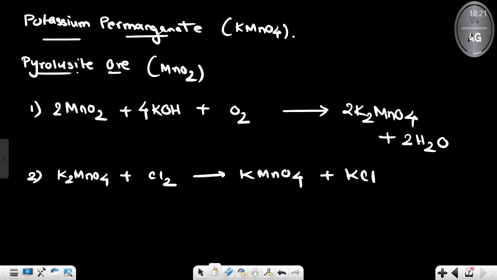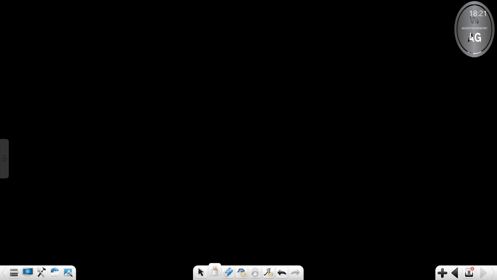Please check the balancing. I think it is not done. This will become 2KCl. This will become 2KMnO4. So 2 K2MnO4 gives 2 KMnO4. Manganese done, 2. Oxygen done, 8. Potassium done. Okay, clear? So first step: 2MnO2 plus 4 KOH plus O2 forms 2 K2MnO4 plus 2 water. Second step: 2 K2MnO4 plus chlorine forms 2 KMnO4 plus 2 KCl. This is the preparation of potassium permanganate from pyrolusite.